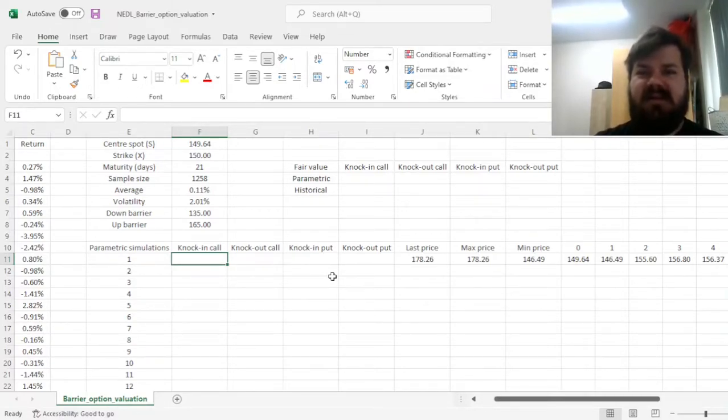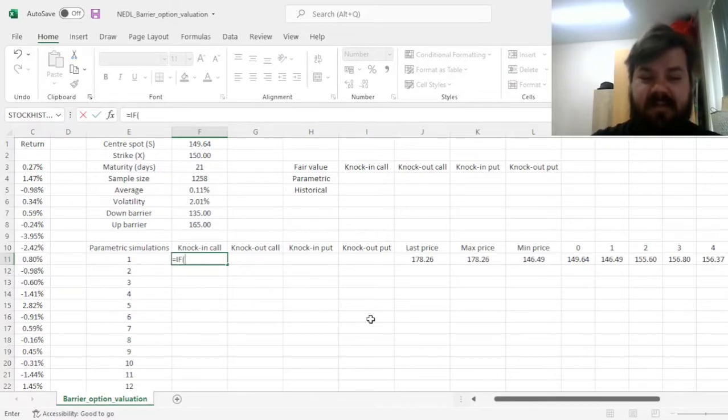And here we estimate the gross payoffs only, as the purpose of our simulations is to estimate the fair value, which is the fair premium that those options would theoretically entail. So first, we need to investigate the gross payoff of a knock-in call.